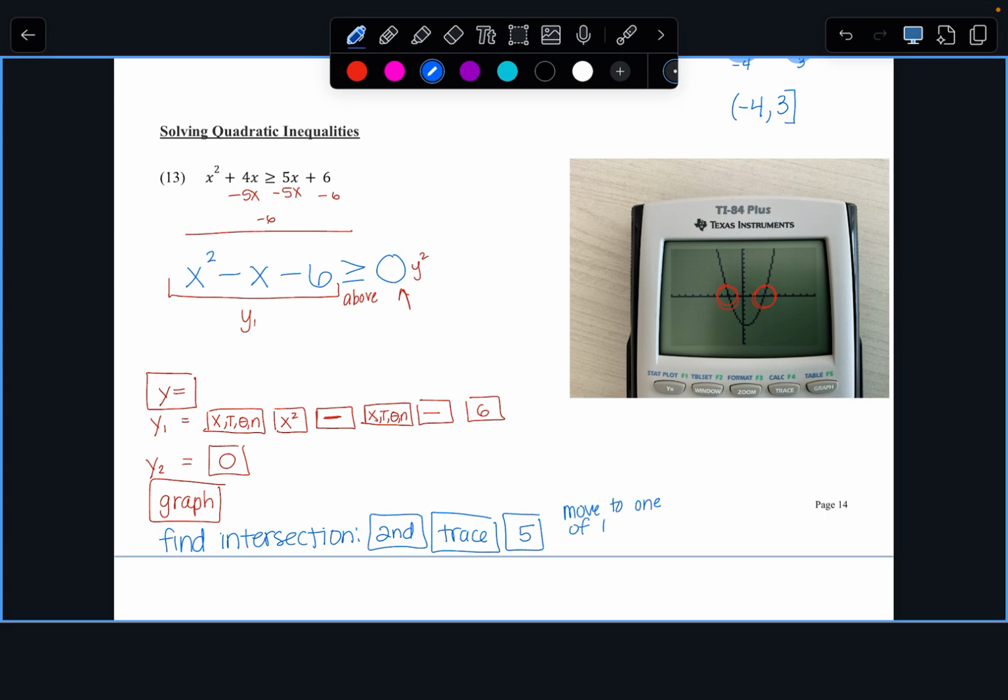Move to one of the points. Enter, enter, enter. It'll actually tell you the point of intersection. We're going to treat this kind of like a number line. And that one is at -2.